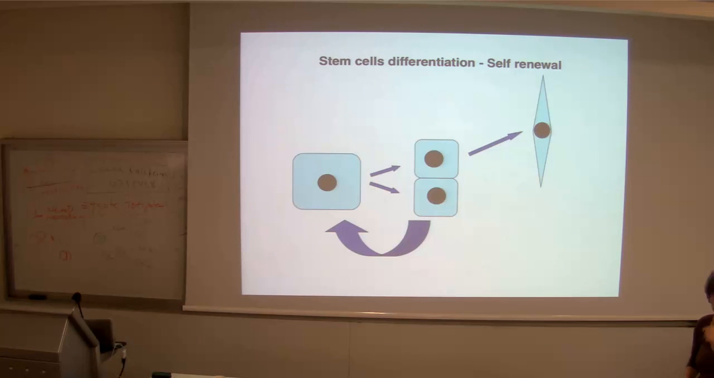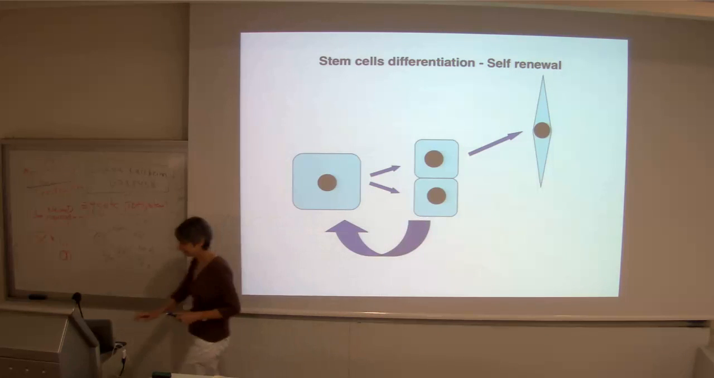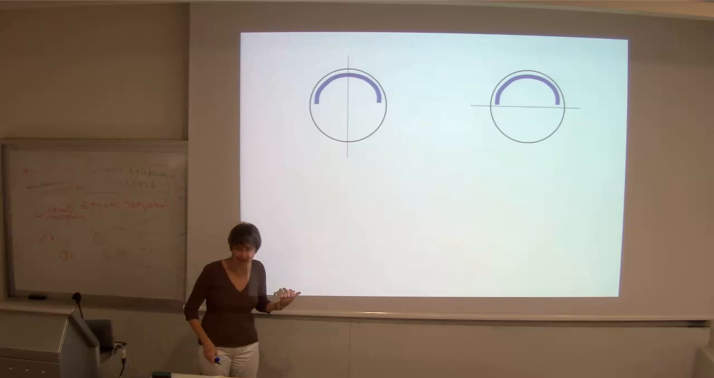And Mickey, can you? Is the division asymmetric, or does it divide and then one of the cells, because of some signal, continues to differentiate in a specific way and the other one continues to be? Is something in the division itself different? Okay. Then are they divided with some different proteins? Okay, this is the next slide, obviously.